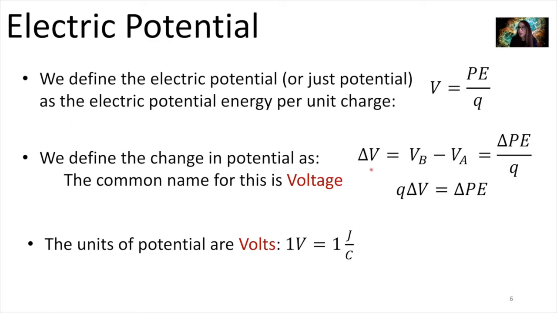On your equation sheet, this quantity is labeled as voltage, but it's the same as the change in potential. Our units on potential, our units on the change in potential, are units that we call volts. 1 volt, another capital V, is equal to 1 joule per coulomb. So that's how the volt is defined.